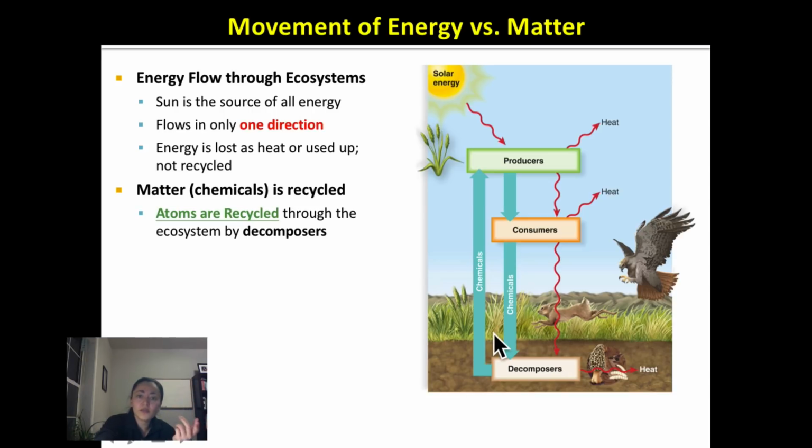What trophic level is responsible for this recycling is the decomposers. So decomposers break down things that die, and they break down those chemicals into really simple forms so that producers can take those chemicals and rebuild larger molecules from them. So then we can just keep this cycle of chemicals going through an ecosystem.